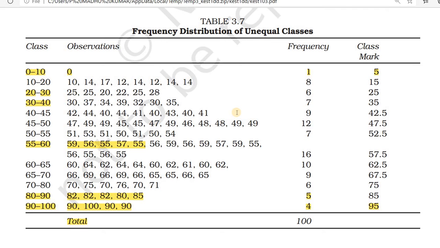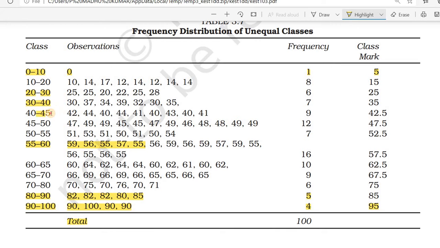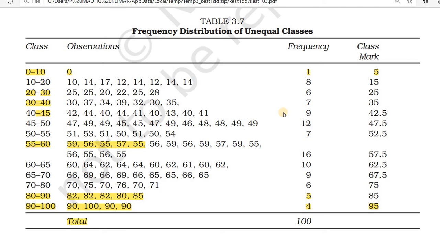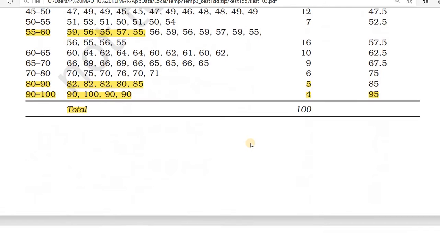How can we find the class mark or midpoint? The upper class limit 45 plus the lower limit 40, divided by 2, gives the class mark. Once the raw data are grouped into classes, individual observations are not used in the further calculations. The class mark is used in their place.